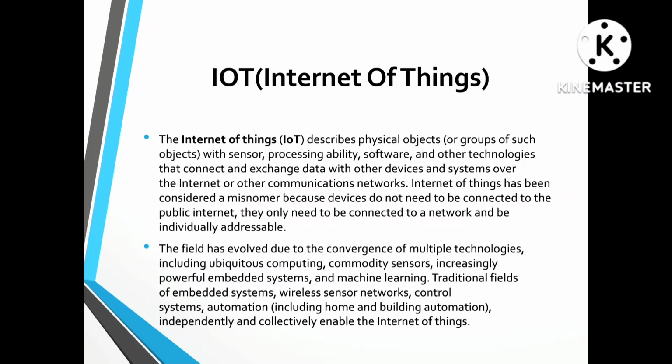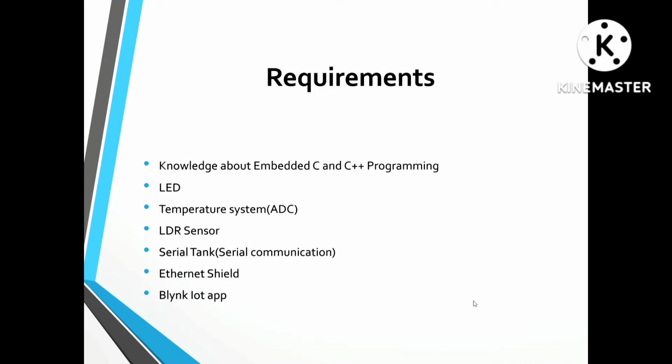The field has evolved due to convergence of multiple technologies including computing, commodity sensors, increasingly powerful embedded systems and machine learning. Traditional fields of embedded systems, wireless sensor networks, control systems and automation independently and collectively enable the Internet of Things. The requirements of our project are knowledge about embedded C and C++ programming, and LED, temperature sensor, LDR sensor, serial communication, Ethernet shield, Blink IoT app.